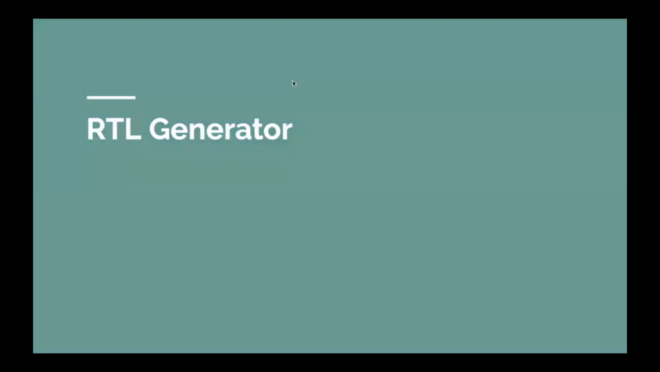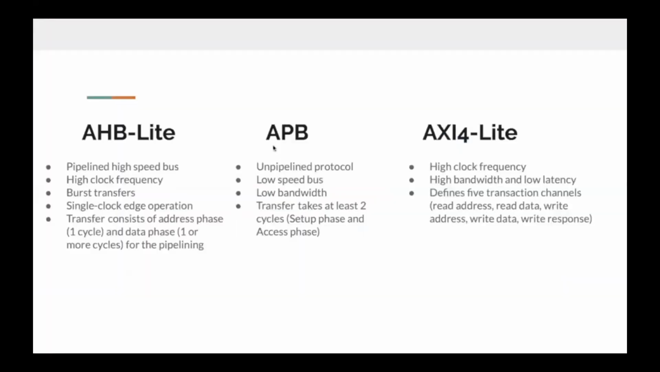Okay, thank you, Ali. Now we're going to be talking about the RTL generator. But before doing that, let's just take a quick overview of the bus protocols that we support. First, we have the AHB Lite, which is a high-speed, high-performance pipelined bus that supports burst transfers. Every transaction on the AHB Lite consists of at least two phases. First, we have the address phase, followed by one or more data phases. Then we have the APB, which is a low-performance, low-speed bus, mainly used for low-speed peripherals. And lastly, we have the AXI4 Lite, which is also a high-performance bus.